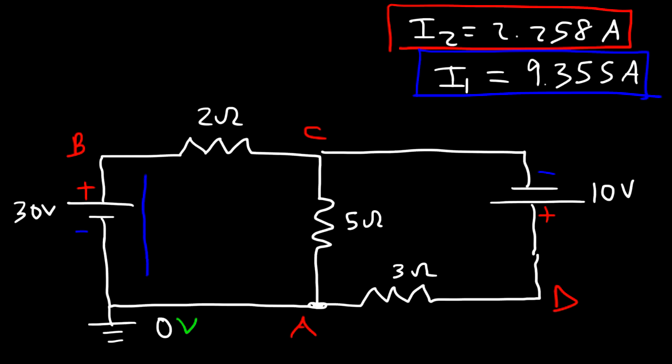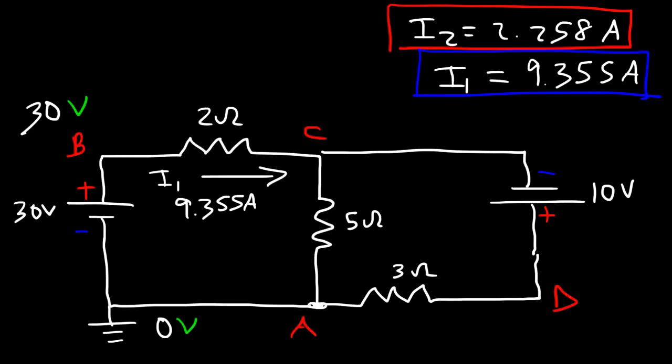So going from A to B, we have a voltage lift of 30 volts. So potential at B is going to be 30 volts. Now going from B to C, we know that the current flowing through the 2 ohm resistor is I1, and that's a current of 9.355 amps. So to calculate the voltage drop of this resistor is the current times the resistance. So let's take 9.355 multiplied by 2. So that gives us a voltage drop of 18.71 volts.